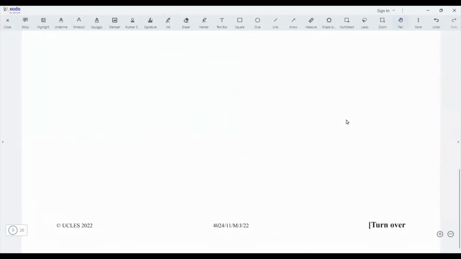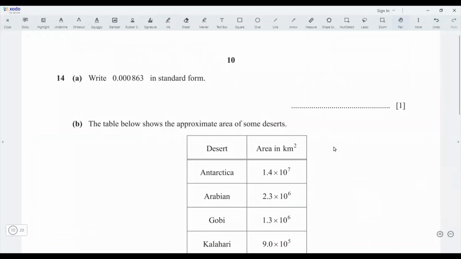The next question is related to indices and standard form. Part A is about standard form. We have to write down the answer in standard form. We have to move that decimal point in between 8 and 6. In order to write it in standard form, it is 8.63 times. What about the number of digits we have shifted? There are 3 zeros and 1 8 as well. So there are 4 digits we have shifted. And what about this? Moving from the smallest number to the biggest number, the tens power must be negative. If we're moving from bigger to smaller, powers become positive. Smaller to bigger, powers become negative.